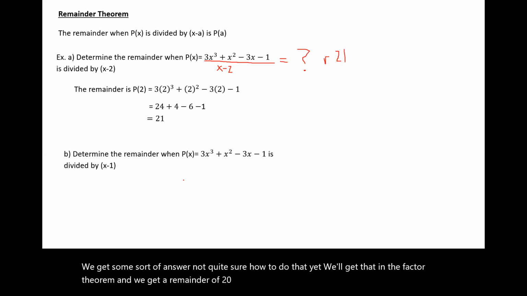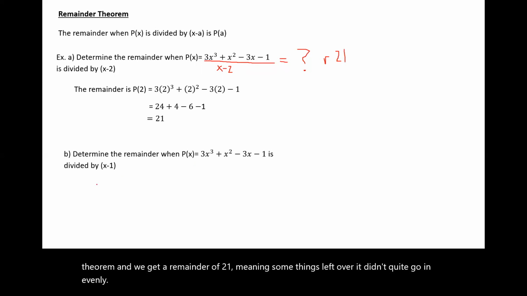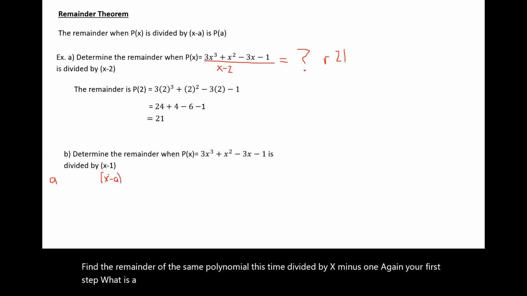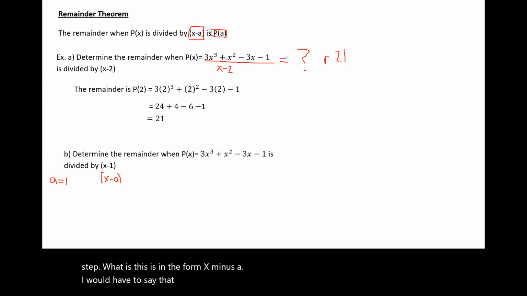Let's try another one. Find the remainder of the same polynomial, this time dividing by x minus 1. Again, your first step, what is a? This is in the form x minus a. I would have to say that a is 1. When you divide by x minus a, the remainder is given by p of a. So in this case, we're calculating p of 1. Put 1 in for all your x values and work out your answer.